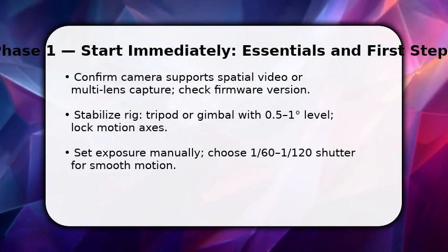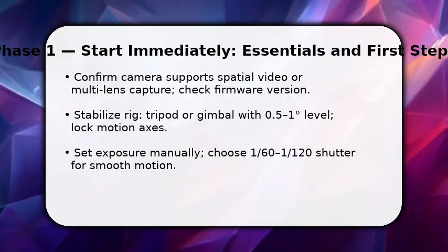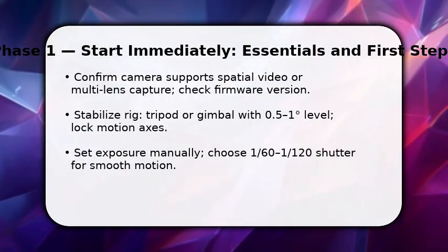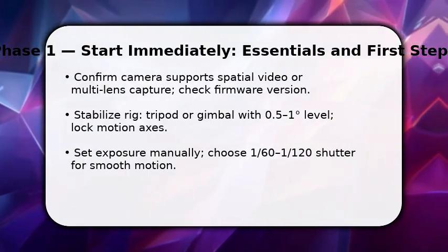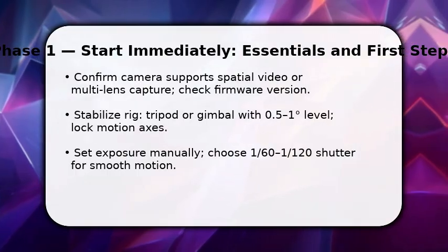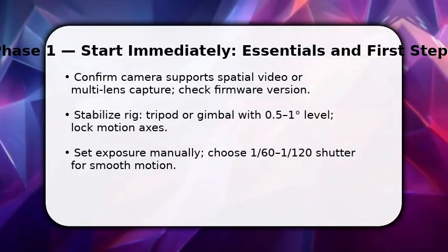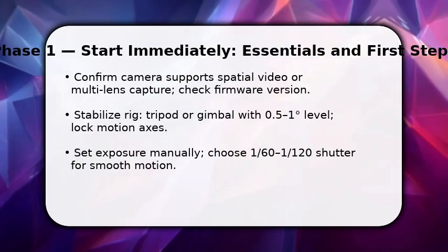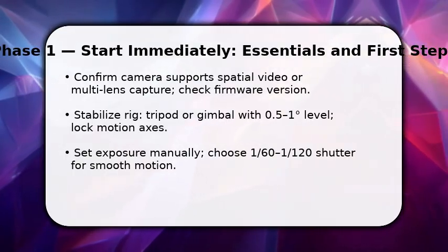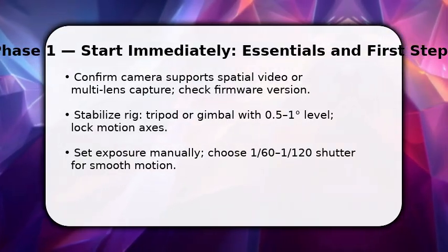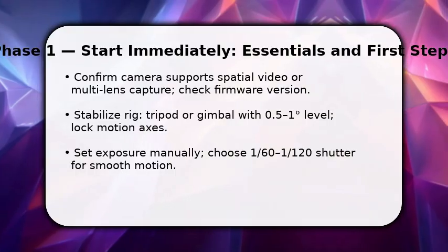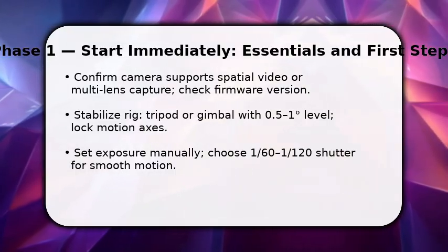You start by preparing hardware and confirming capability. This saves time later. Mount your camera or rig on a stable tripod or gimbal and level to within 0.5 to 1 degree. Then set manual exposure. Choose a shutter between 1/60 and 1/120 to capture smooth motion. Make sure ISO and aperture are fixed to avoid flicker.